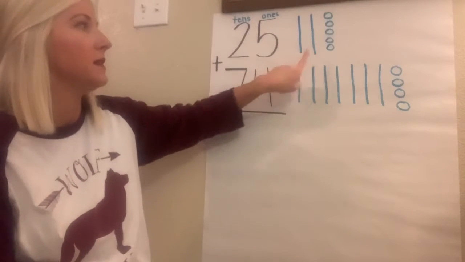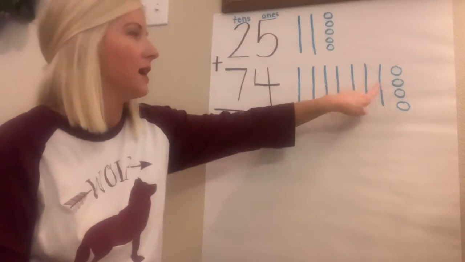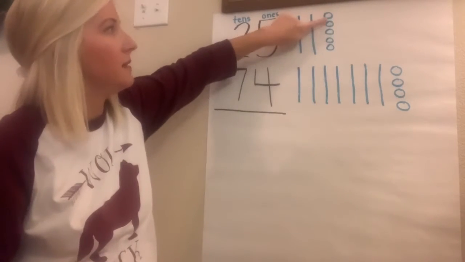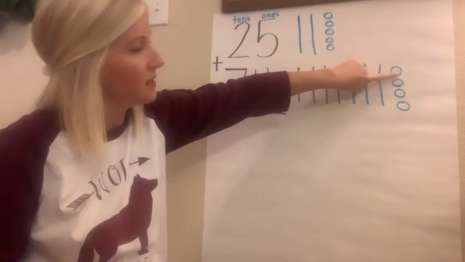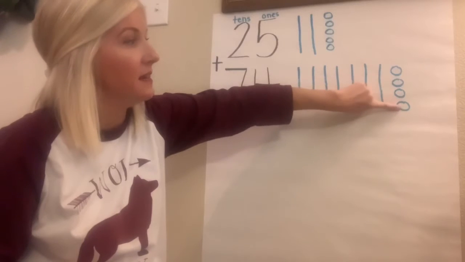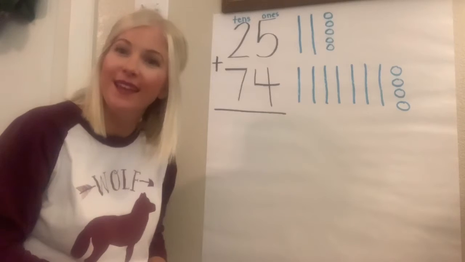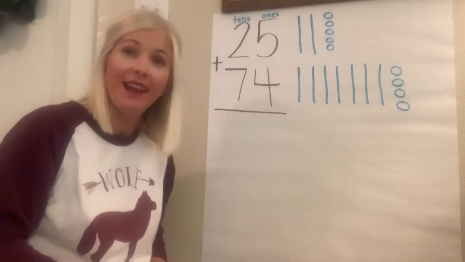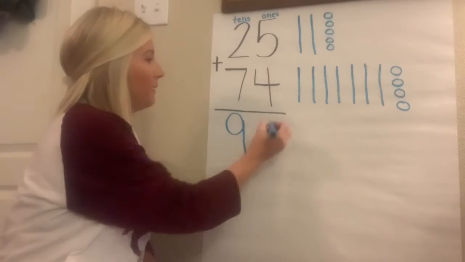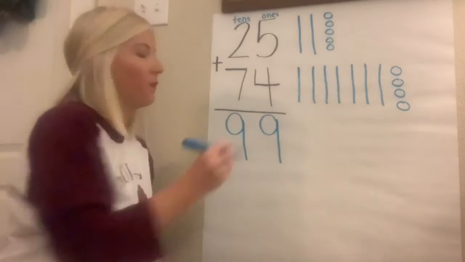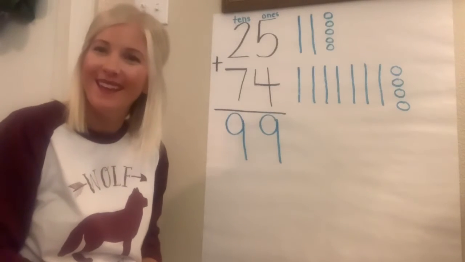10, 20, 30, 40, 50, 60, 70, 80, 90, 91, 92, 93, 94, 95, 96, 97, 98, 99. So how many butterflies are flying in all? 99. And when I write 99, I write my 10s in my tens place and my ones in my ones place. And we have 99 butterflies in all.